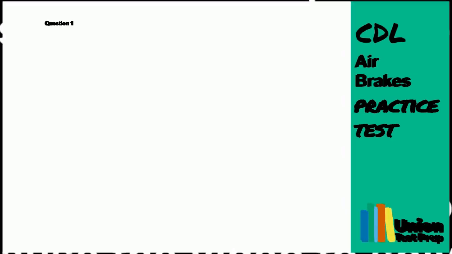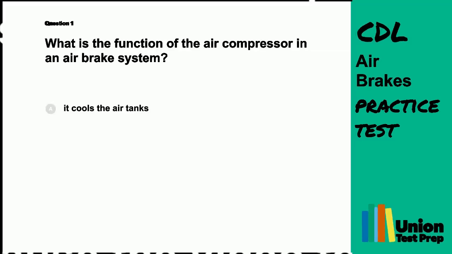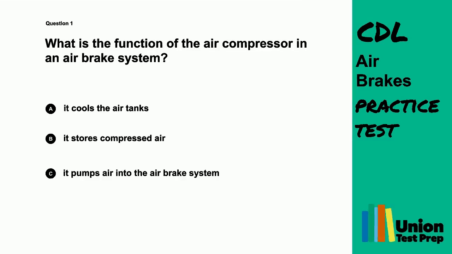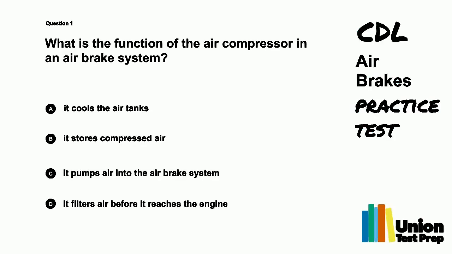Question 1. What is the function of the air compressor in an air brake system? A. It cools the air tanks. B. It stores compressed air. C. It pumps air into the air brake system. D. It filters air before it reaches the engine.